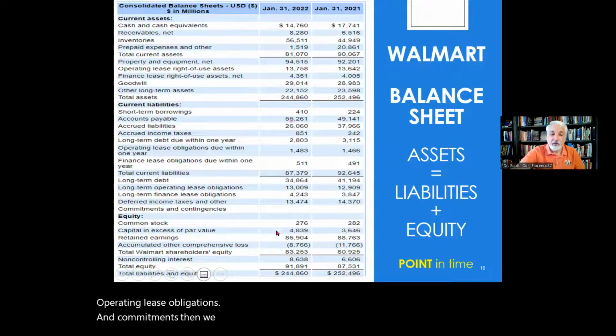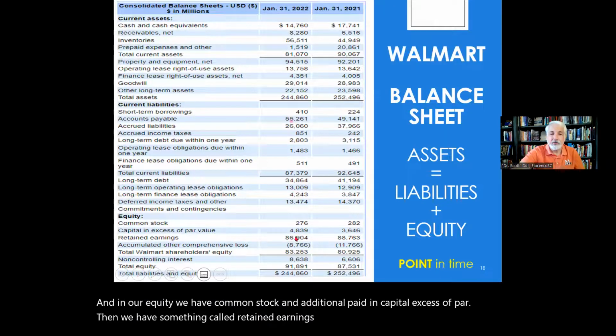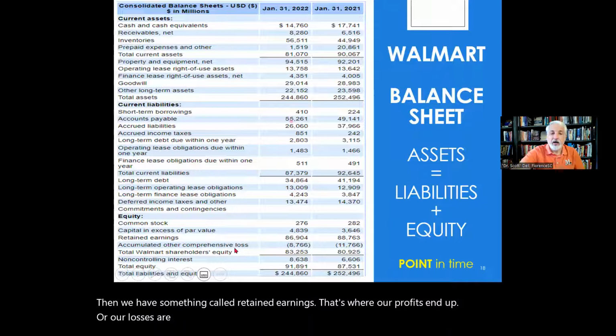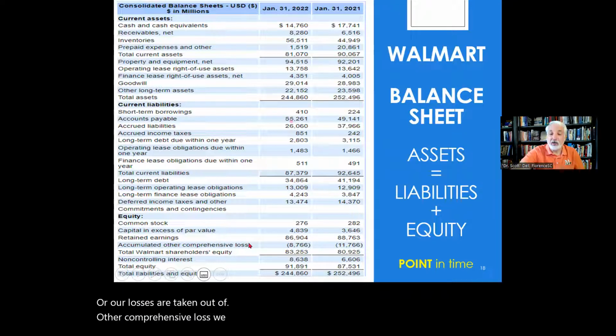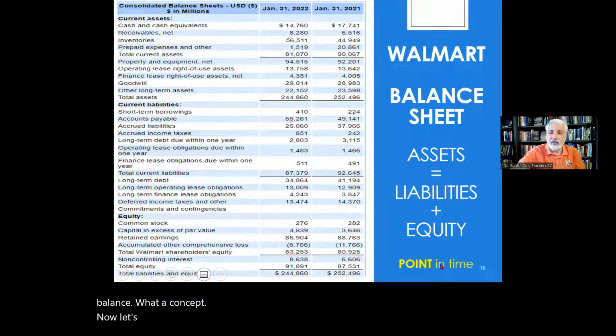Then we have our equity. And in our equity, we have common stock and additional paid-in capital in excess of par. Then we have something called retained earnings. That's where our profits end up, or our losses are taken out of. Other comprehensive loss, we have comprehensive income that we'll be talking about in the future. And then we have total Walmart stockholders' equity and then non-controlling interest, total equity. But notice the bottom line here, 244,660 equals 244,660. Our balance sheet is in balance. What a concept.